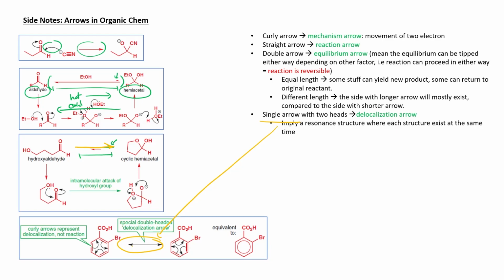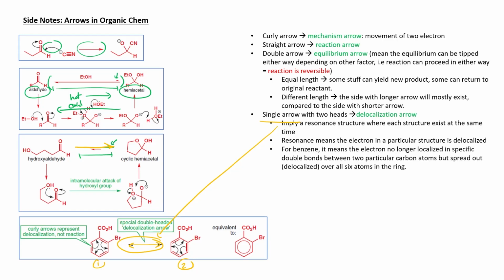So when you see something like this, a double arrow with two heads like that, it implies resonance. Resonance means that the things occur simultaneously. For example, if you have structures 1 and 2, it doesn't mean that 1 and 2 go back and forth. It means that 1 and 2 exist at the same time.